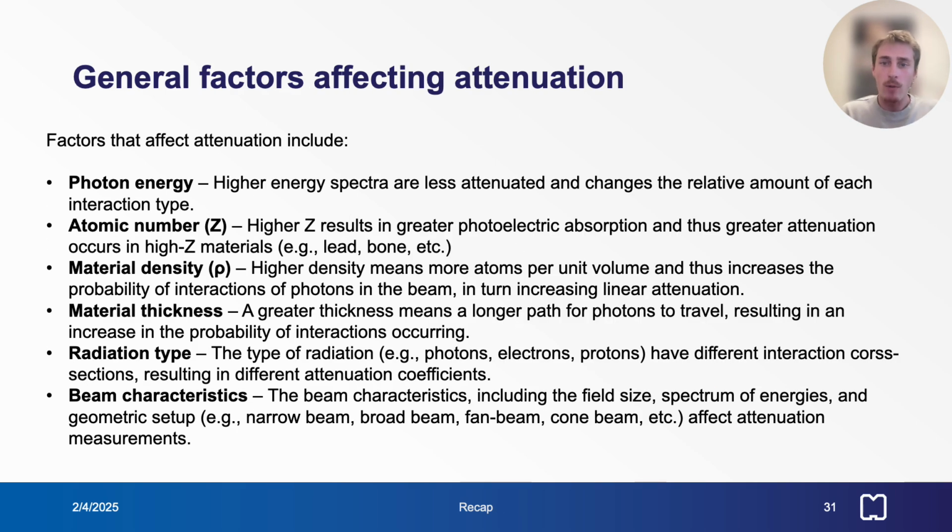So to summarize, the general factors that affect attenuation include the photon energy, the atomic number and density and thickness of material being penetrated, as well as the radiation type and beam characteristics, as well as filtration. Now, these are all important considerations when we think about image quality, radiation dose, radiation safety and protection, and the general optimization that a medical physicist should be doing.